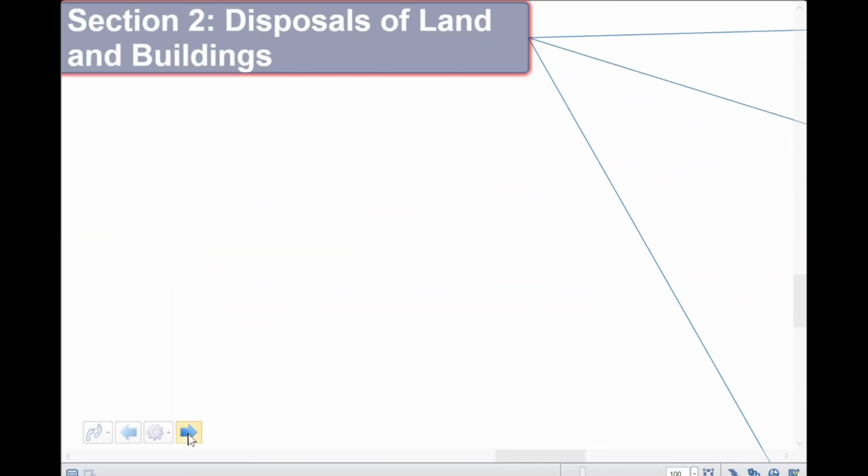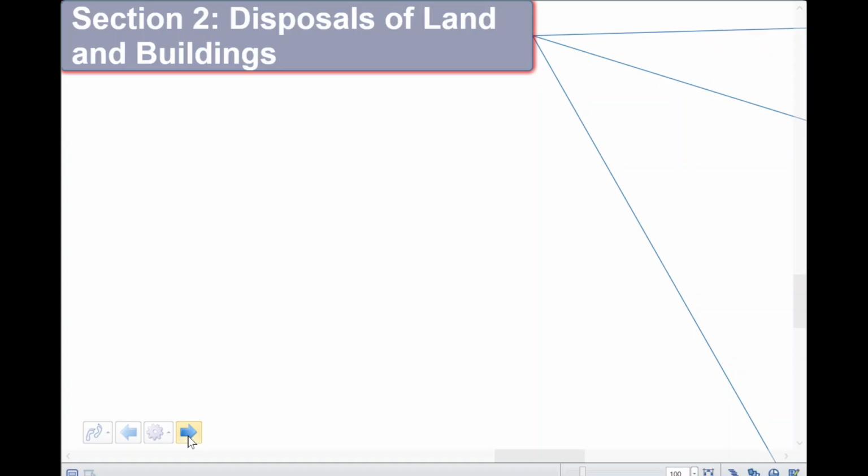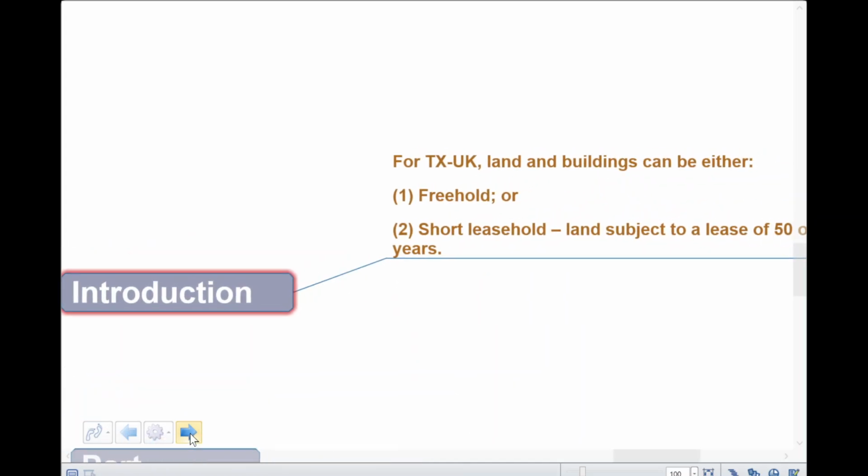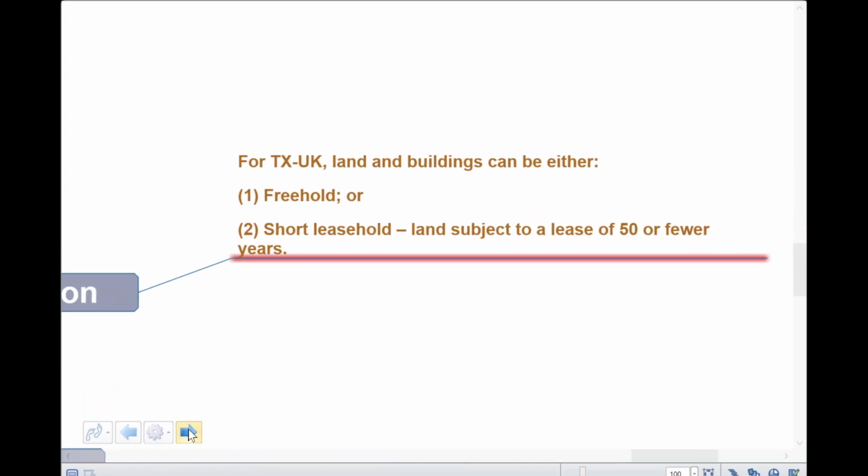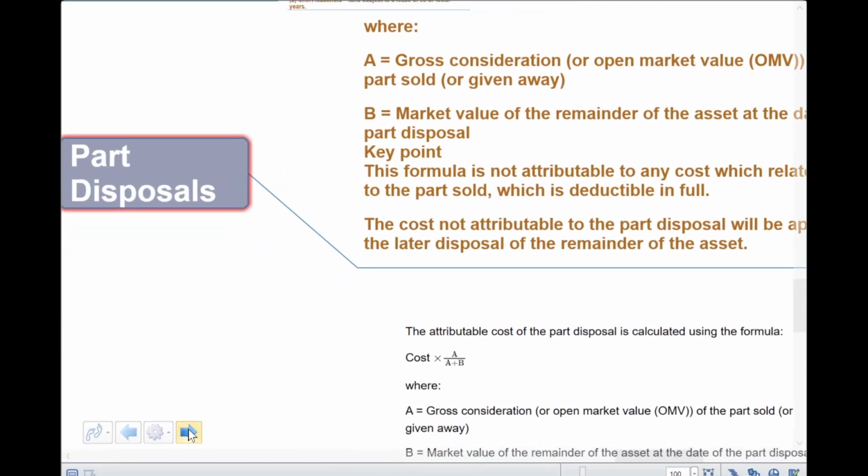Let's do the questions. Now, disposal of land and buildings. Remember, as I said, when I introduced this particular chapter, I said different rules for different types of assets. So, in terms of land and buildings under the TX UK banner, basically either freehold, yeah, or short leasehold. In other words, a lease of 50 years or fewer. Okay, those are the 2 types. There are others, but they're not examinable under TX.